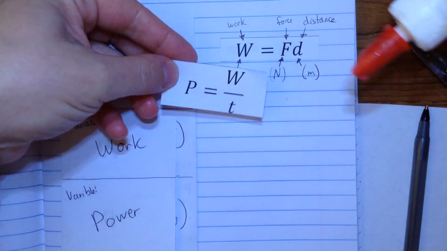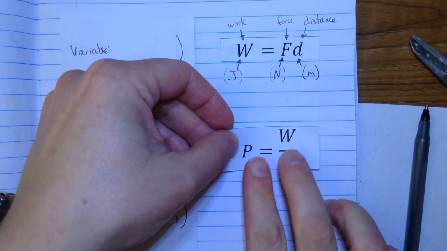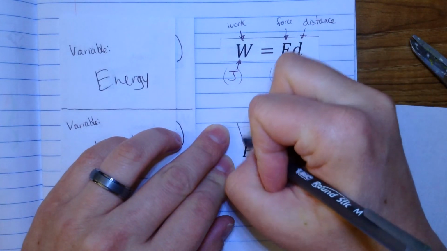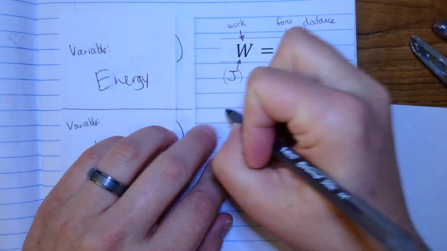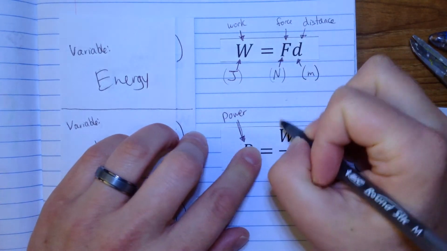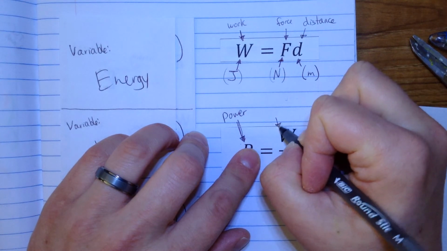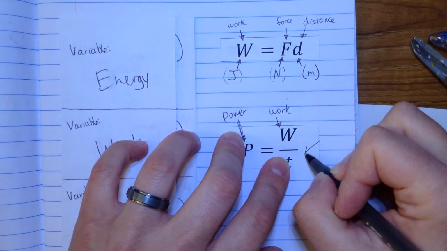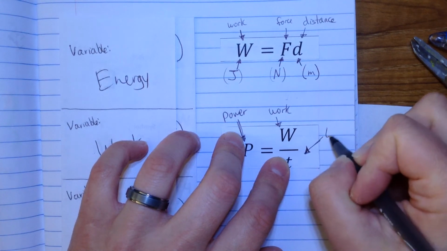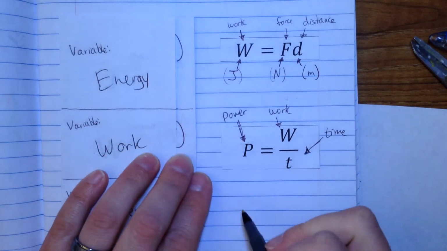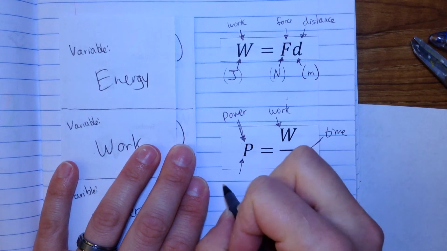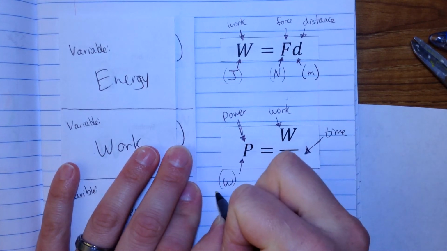All right. Power is work divided by time. Glue that in. Give yourself a few lines of space above it. P is for power. W for work. Make sure you have the correct one. T for time. Units of measure for power are watts. 1.21 gigawatts.